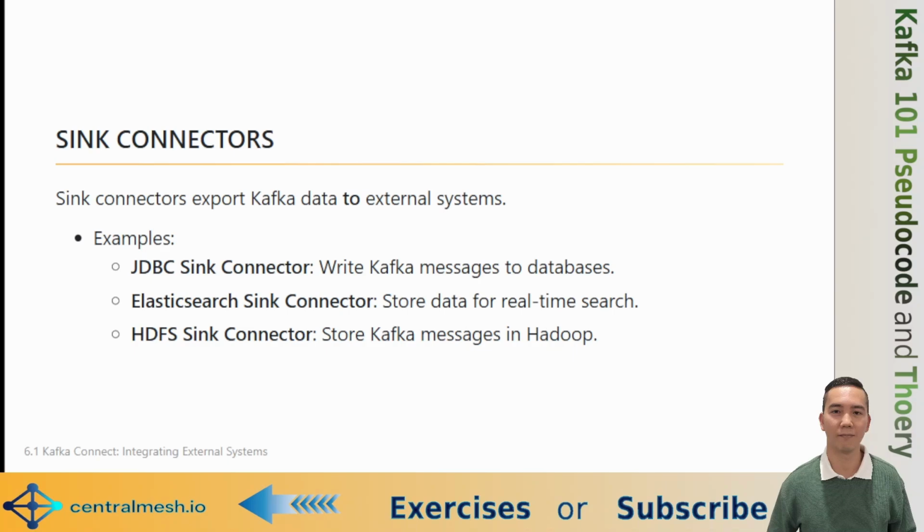Just as we use source connectors to bring data into Kafka, we rely on sink connectors to send data out of Kafka to external systems. These connectors take messages from Kafka topics and deliver them to various destinations. For example, let's say we need to store Kafka messages in a relational database. The JDBC sink connector makes this possible by writing data directly into tables in databases like Postgres, MySQL, or Oracle. This is particularly useful when we need to persist processed events for reporting, analytics, or integration with existing applications.